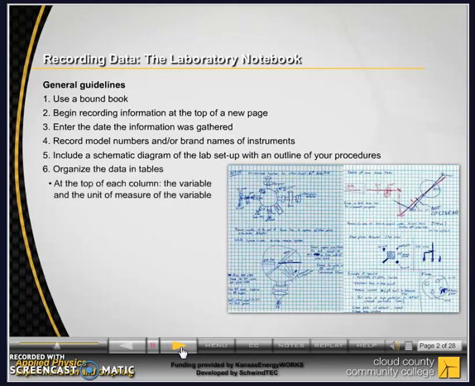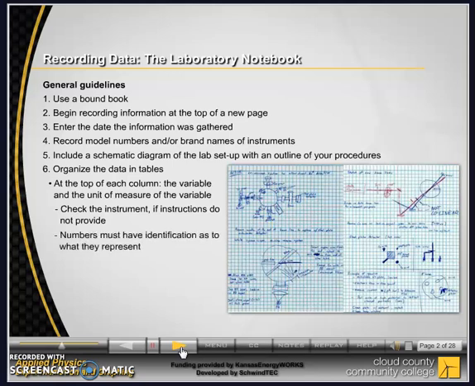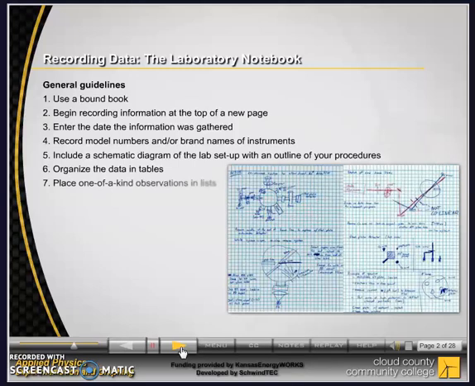At the top of each column should be the variable and the unit of measure of the variable. Check the instrument used for the scale divisions if the lab instructions do not provide that information. Numbers must always have some identification as to what they represent. Instructions on creating proper data tables are given later in this section. Review these instructions if necessary. One-of-a-kind observations should be placed in lists.